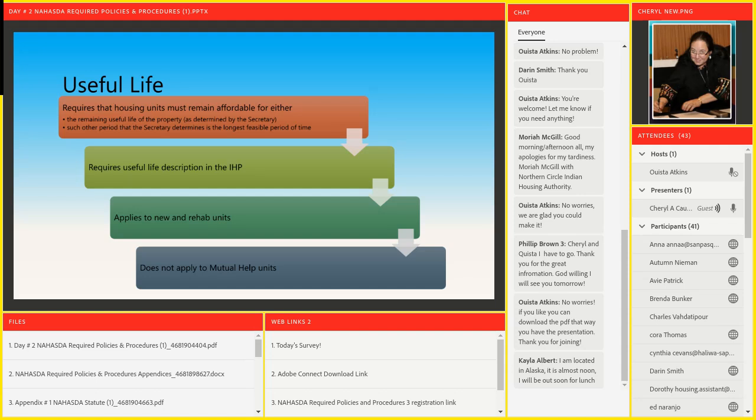Basically applies to any use of your NAHASDA funds for building, fixing, rehabbing. Does not apply to a mutual help unit. Going to give you a caveat. I hit on this yesterday. A mutual help does not apply to a mutual help unit built with 1937 Housing Act funds, okay? If you got NAHASDA and decided to duplicate the 1937 Act mutual help activity that we all put forth, it's truly not a mutual help unit. It's something that's structured like that, and you need to change the name, okay? Because it can get you into trouble.